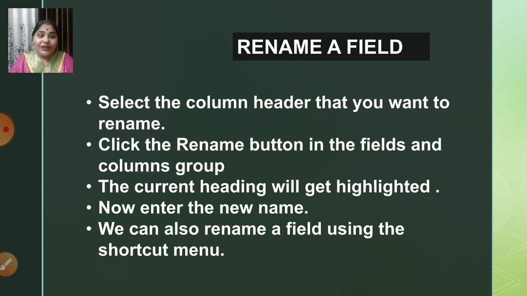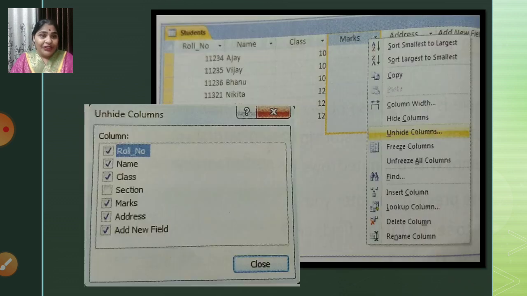Now we can also rename a field using a shortcut menu. What do you mean by shortcut menu, children? It is when you right click on any of the fields whichever you want to change the name. Okay, I will show you once. You can see the previous example, this was the context menu when you right click on any of the field names, children. Here at the last, the last option in the context menu is Rename Column. When you click that, it will let you edit the column heading, and there you can change it.